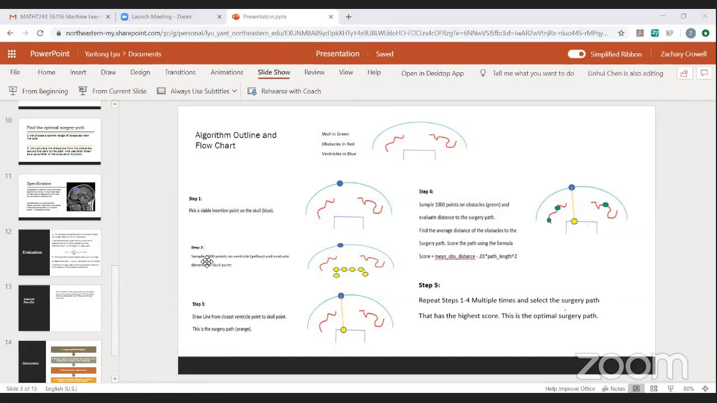If anybody else on the team wants to jump in to answer this, they're welcome to. But my understanding of how we did it was that what that score does is it rewards being further away from obstacles and punishes being super long. So it just works for what we were trying to accomplish.